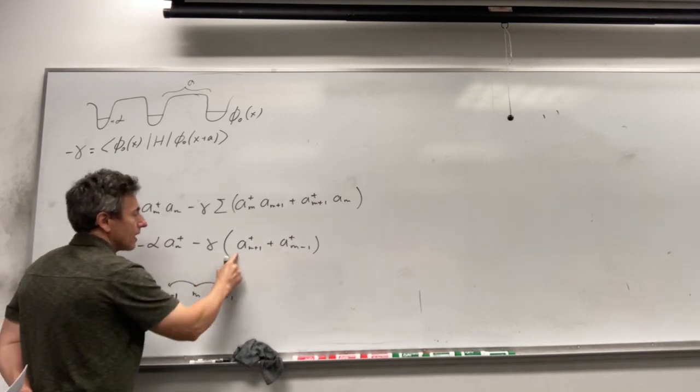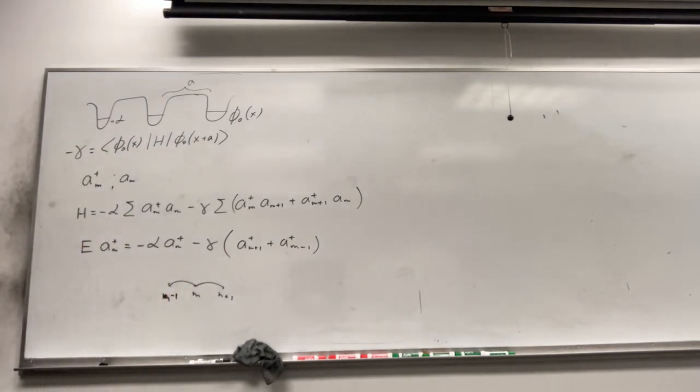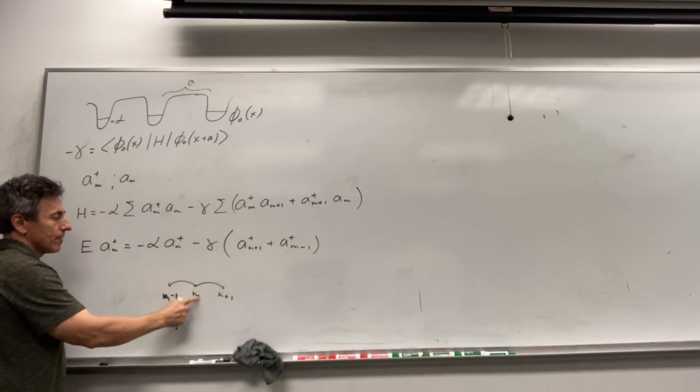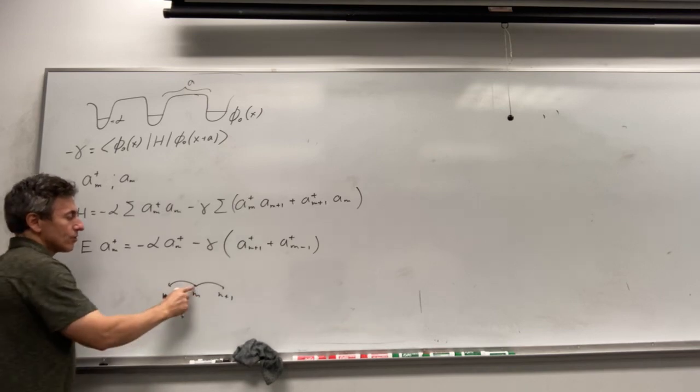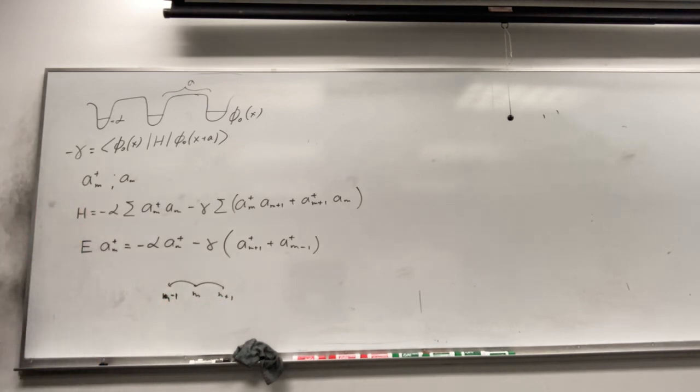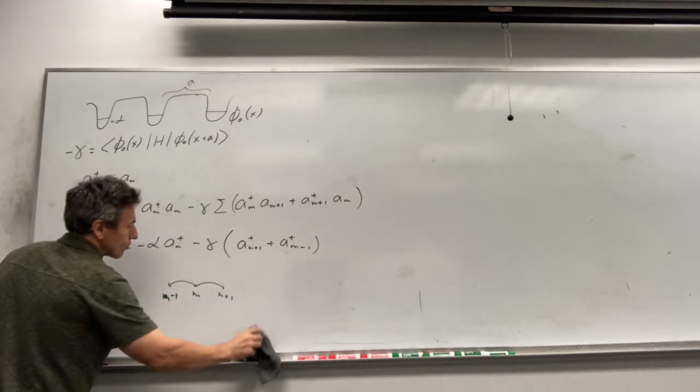So this describes the coupling between these two nearest neighbor states. So we write down the energy eigenvalue equation at state m. In this equation, state m will be coupled to two nearest neighbor states, m plus 1 and m minus 1. Then the solution of this equation.